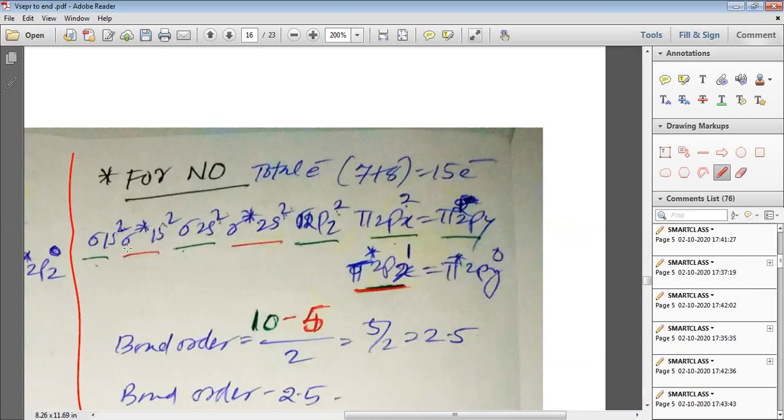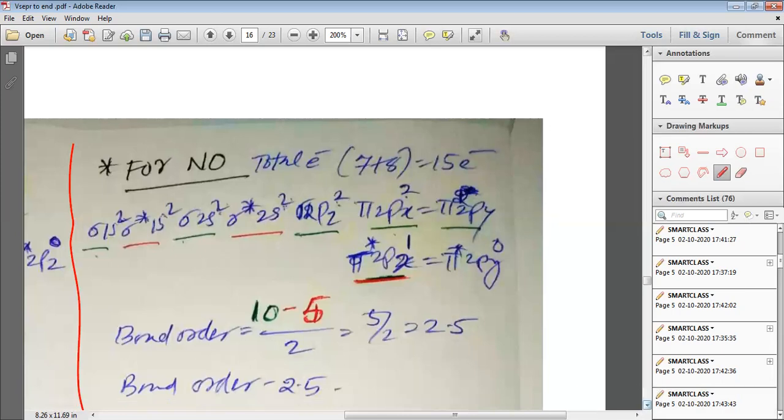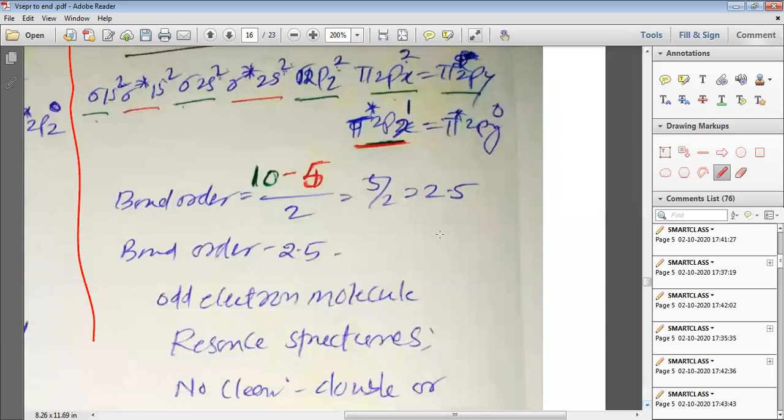So here, my dear students, you can see that in the BMO we have underlined in green color. So we have 2 plus 2 is 4, plus 2 is 6, plus 2 is 8, plus 2 is 10 electrons. But in antibonding molecular orbitals we have 2 plus 2 is 4, plus 1 is 5 electrons. So bond order is 10 minus 5 by 2, that is 5 by 2, which is 2.5. It means the bond order is a fraction.